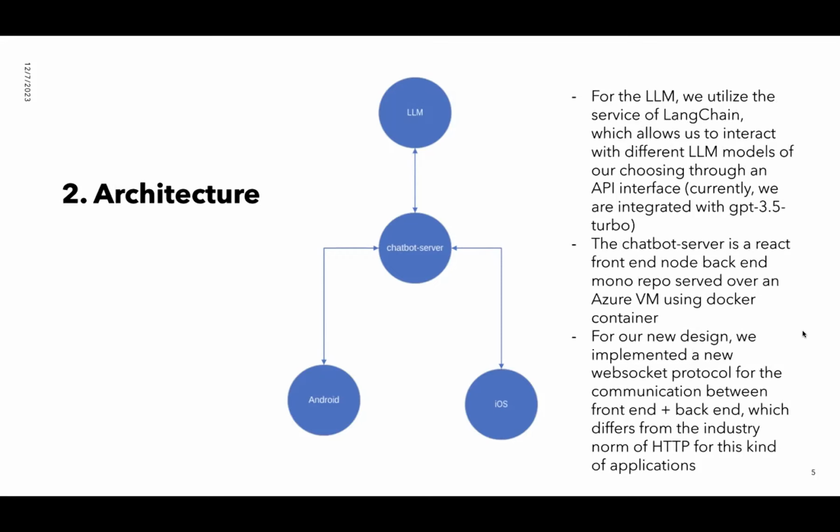For the LLM part, we utilize the service of LangChain, which allows us to interact with different LLM models of our choosing through an API interface. Currently, we are integrated with GPT 3.5 Turbo. The chatbot server is a React front-end, Node backend monorepo served over an Azure VM using a Docker container. And finally, for our new design, we implemented the WebSocket protocol for the communication between front-end and backend, which differs from the industry standard of HTTP for this kind of application.